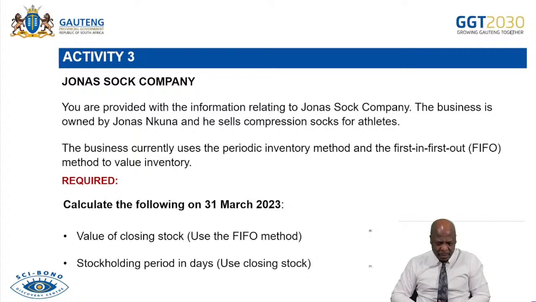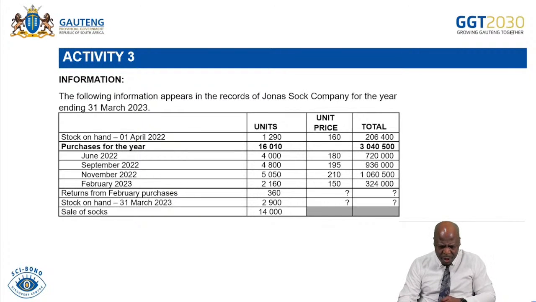Jonas Sock Company. You are provided with the information relating to Jonas Sock Company. The business is owned by Jonas Nkuna and it sells compression sock for athletes. The business currently uses the periodic inventory system, all right, and the first in, first out method to value inventory. Calculate the following: the value of closing stock using FIFO, stock holding period, use closing stock. Okay, so already you now know what we're going to do. Okay, let's go. Here is the information that we were given.